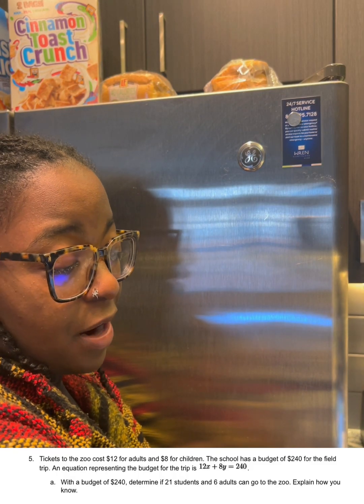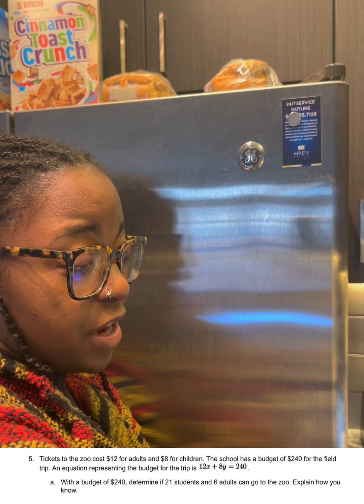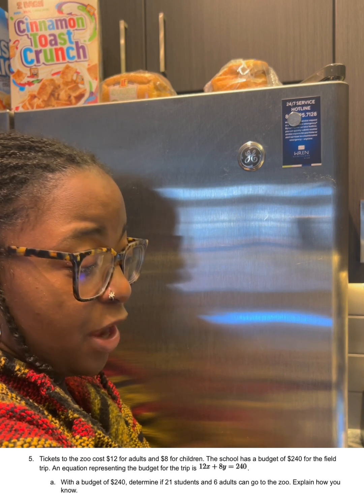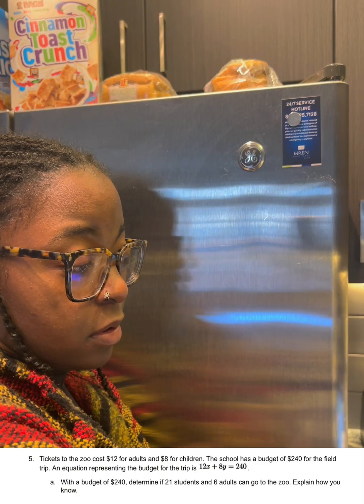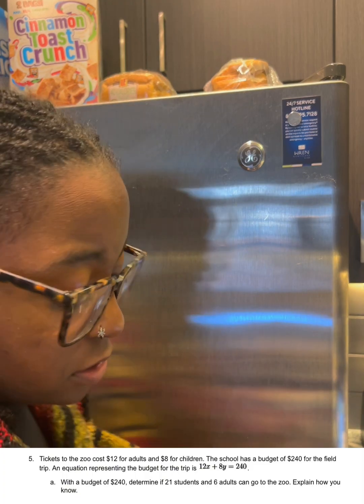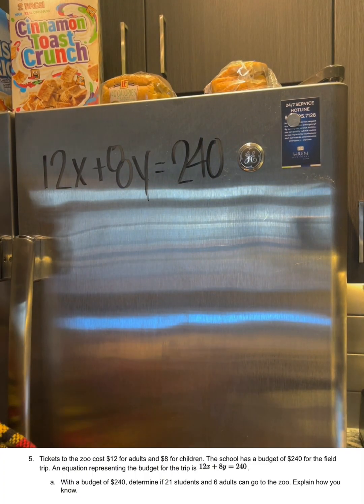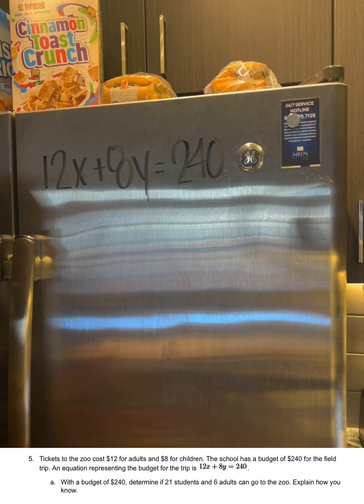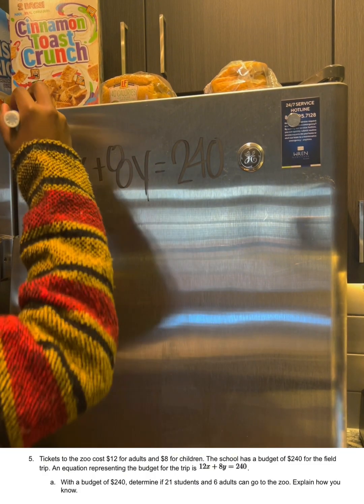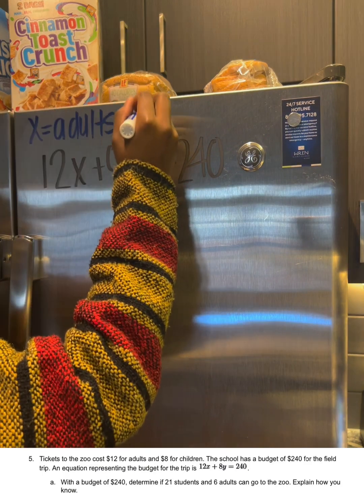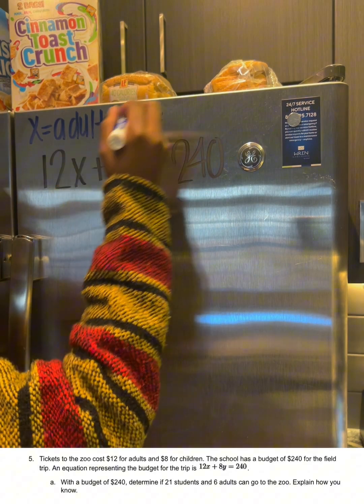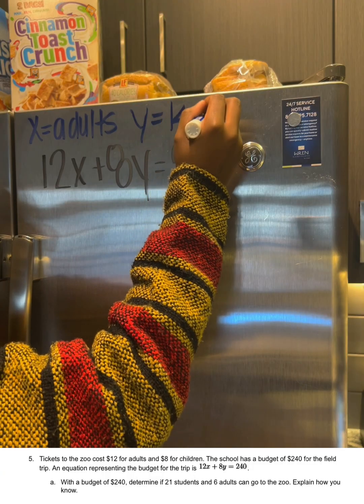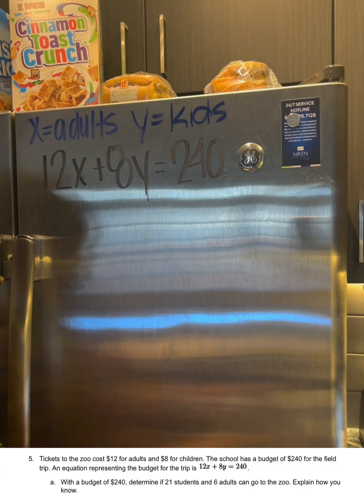All they're trying to do right here is see if you can tell where to put that 21 and where to put that 6. So if I have 12x plus 8y equals 240, $12 represents who? Adults. So that means X has to be adults, because adults are paying 12. Y gotta be kids, we'll say. Because I ain't got enough room for children, I don't think.